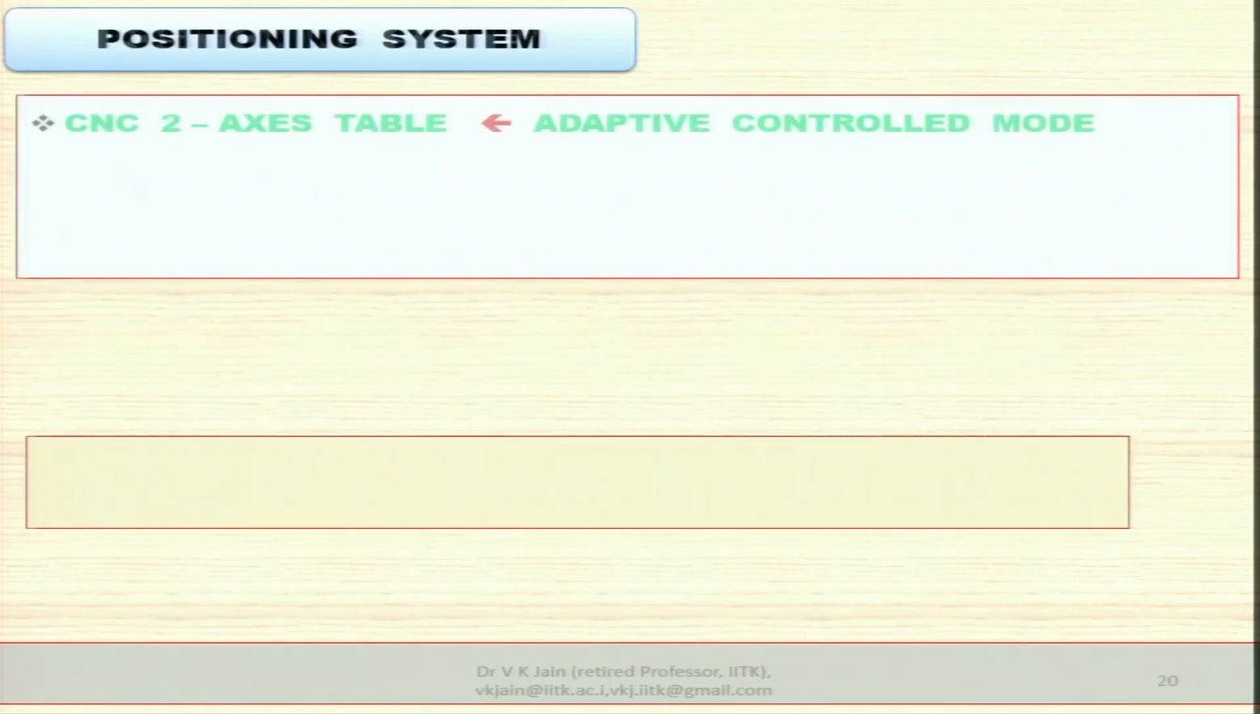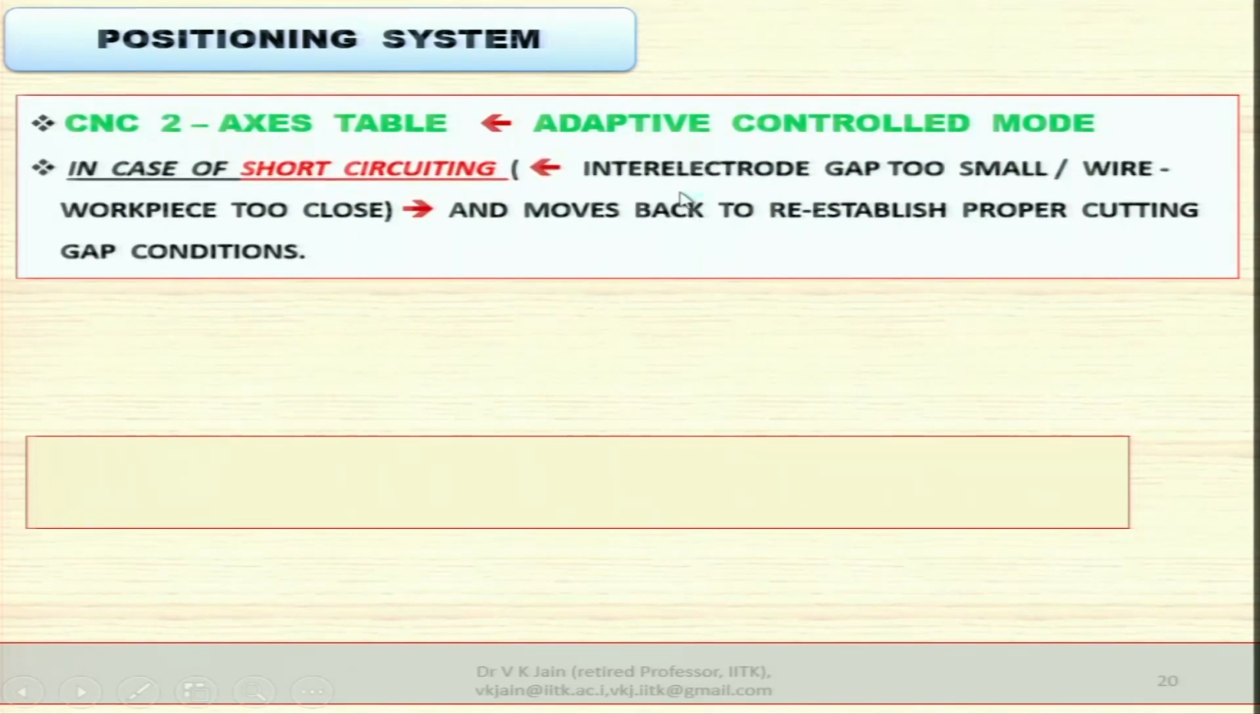Positioning system. A CNC 2-axis table controls the X and Y movement of the workpiece. Adaptive controlled mode is there. In case of short circuiting, when the inter-electrode gap is too small or the wire and workpiece are too close, they touch each other and a short circuit takes place.